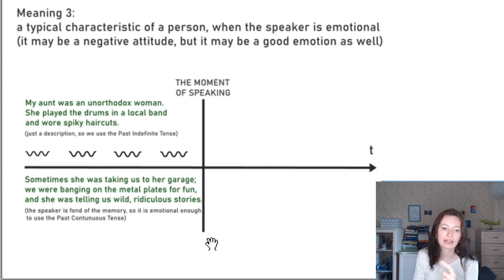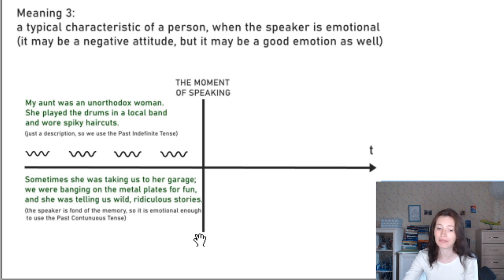And here in the slide you can see the example from a book where the two girls grow up and they have an aunt. So my aunt was an unorthodox woman. She played the drums in a local band and wore spiky haircuts. Here is just the description of the aunt. But sometimes she was taking us to her garage and we were banging on the metal plates for fun, and she was telling us wild, ridiculous stories. So here, in the second part of this story, the person who narrates the story becomes emotional.